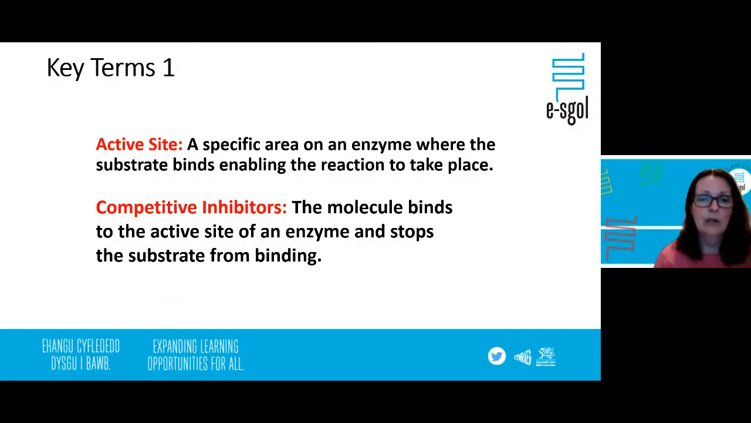So here we've got our second term, competitive inhibitors. And this is a substance that joins the active site on the enzyme. So it joins the area where we would want our substrate to join. And it stops the substrate from binding, so our products won't be made and won't be released. So it's called a competitive inhibitor.